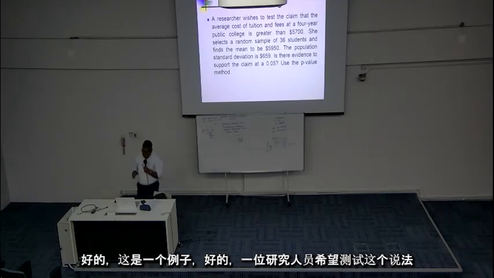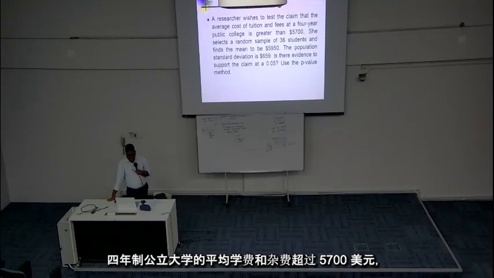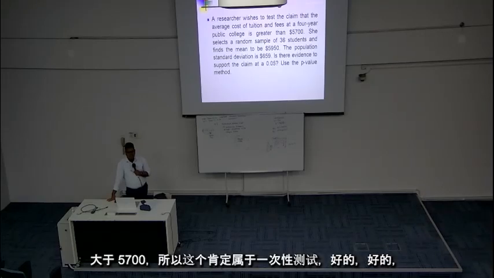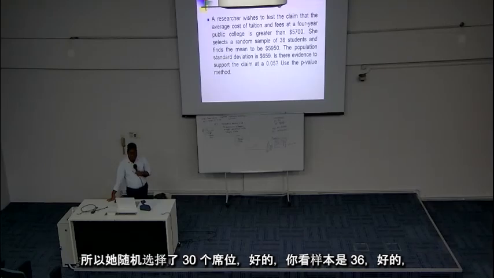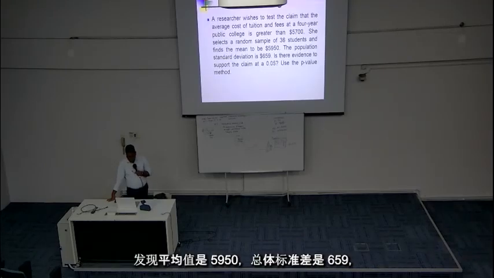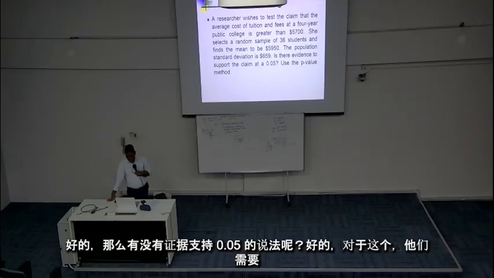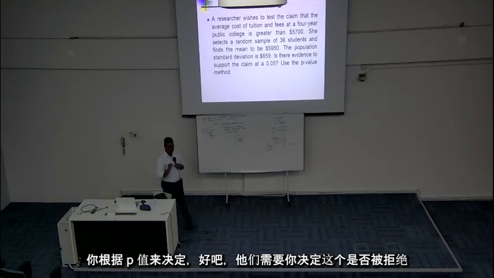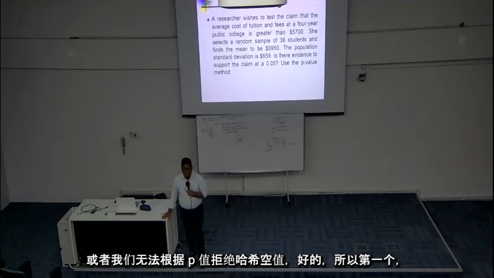A researcher wishes to test the claim that the average cost of tuition and fees at 4-year public colleges is greater than 5700. So for sure, this falls under the one-tailed test. She selects a random sample of 30 colleges and finds the mean to be 5950. The population standard deviation is 659. Is there evidence to support the claim at 0.05? For this one, they need you to decide based on the p-value, either rejecting or failing to reject the H null.